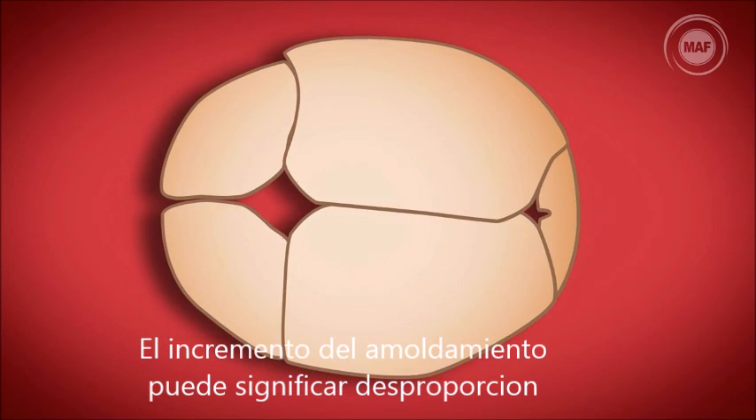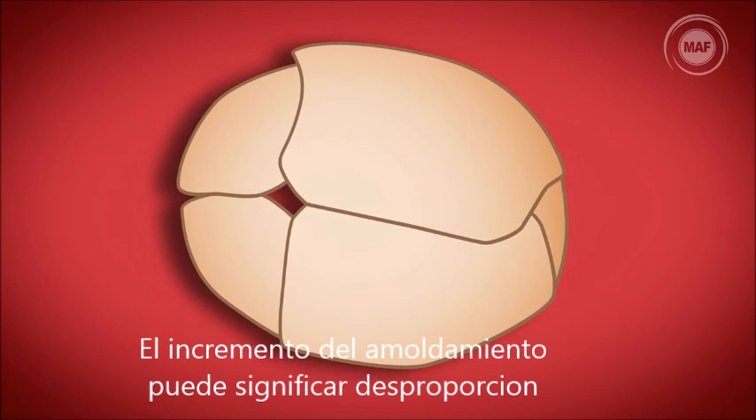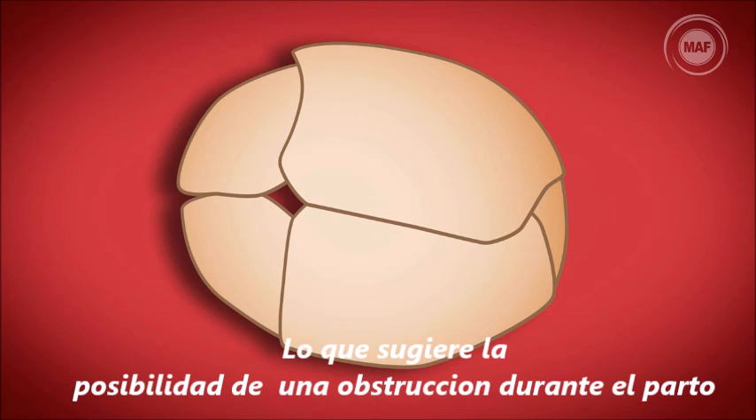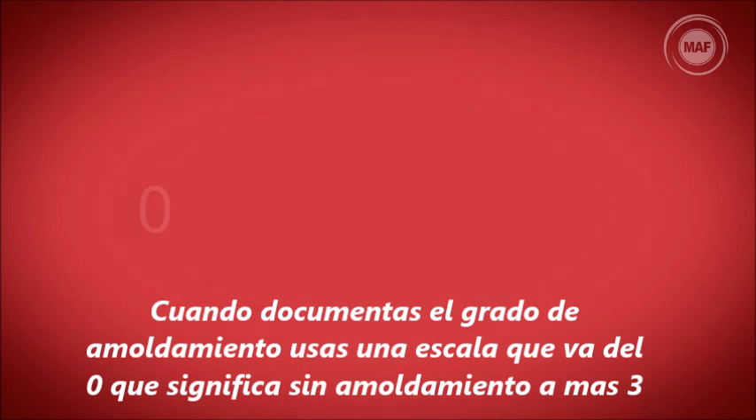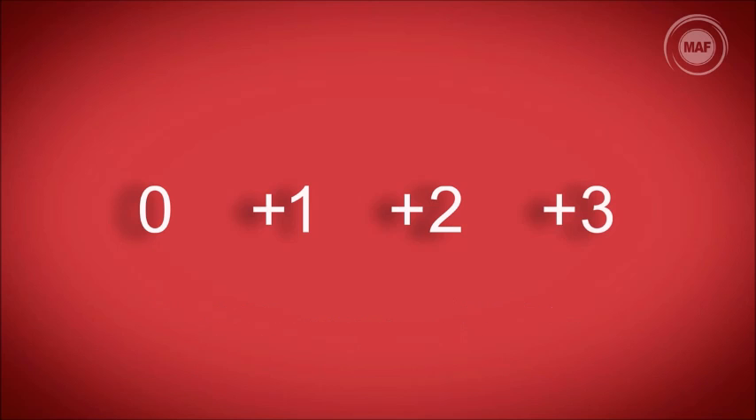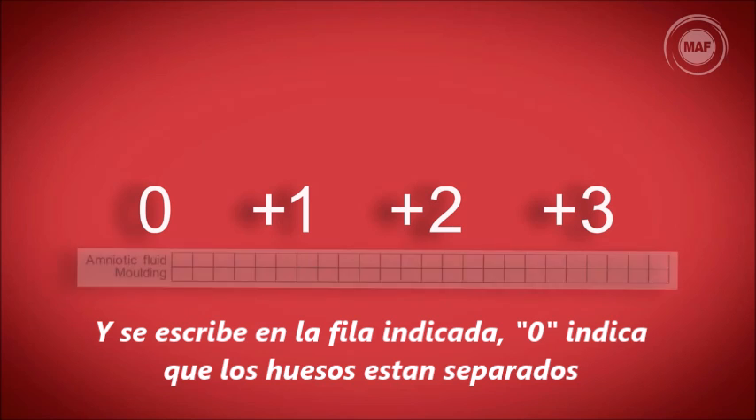Increasing moulding can be a sign of disproportion, which suggests the possibility of obstructed labour. When documenting the degree of moulding, use a scale from 0, which means no moulding, to +3, and write them in the row of boxes provided.